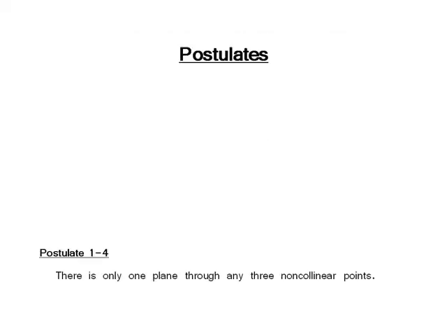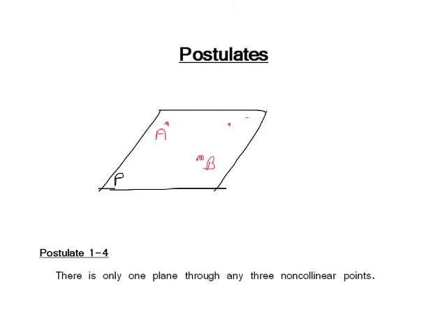All right, so now another postulate, postulate 1-4, and postulate 1-4 says there's only one plane through any 3 non-collinear points. So let me draw my plane. Here's my plane, okay? And we're going to call it plane P, and there's only one plane through any 3 non-collinear points. So if I have 3 points, A, B, and C, there's only one plane that contains all of those 3 points. I cannot have another piece of paper somewhere around there that would have all of those points on it.